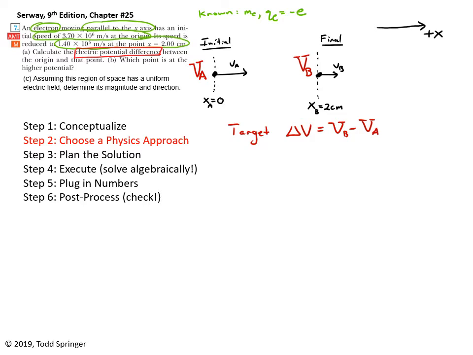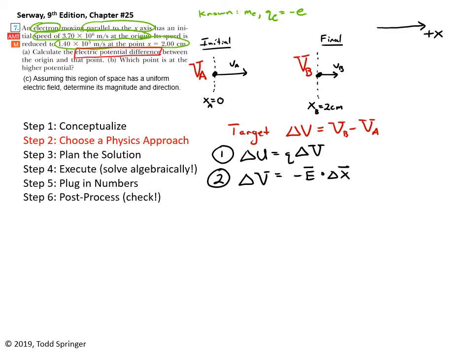Now we need to think about what equations we can use to get started on this problem. We're looking for the electric potential difference, so there's a couple equations that I can think of that involve this quantity. One is delta U is equal to Q delta V. That's the fundamental definition of electric potential energy and relating it to electric potential. The second place delta V shows up is in delta V is equal to minus E dotted with delta X, which is for a uniform electric field.